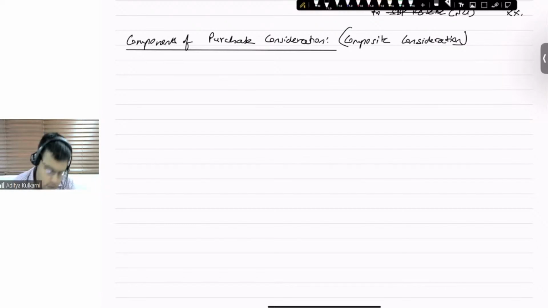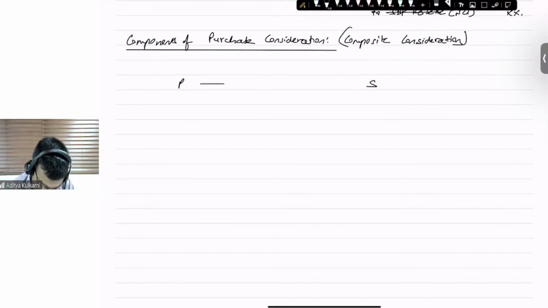What do you mean by composite consideration? It is quite possible that there may be an existing relationship between the parent and the subsidiary prior to acquisition, which would get settled as a part of the business combination. For example, let us take two companies, parent P and S.